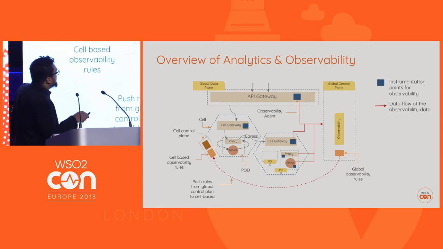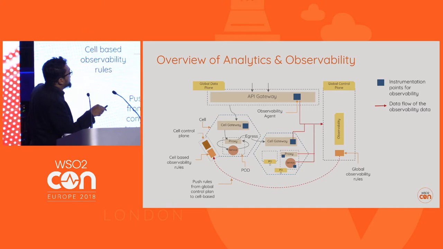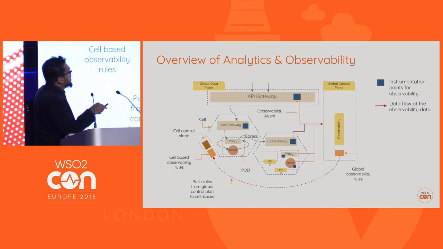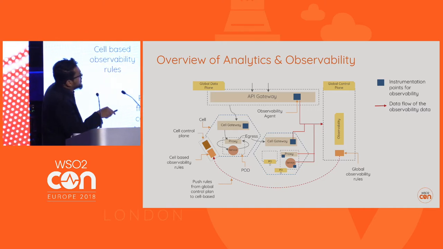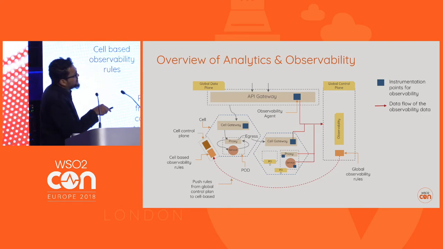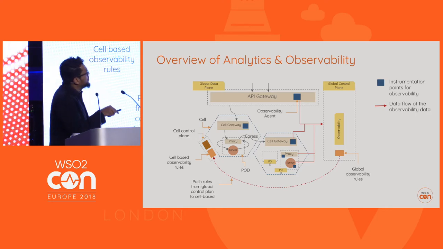This diagram may look a bit complicated, but you just need to pay attention to these blue boxes. We have the observability dashboards and the observability engine, which is running in the global control plane. And there are agents that are running at each level. You have to monitor the calls. Let's say there is a call coming through. It goes through different layers, right? It goes through the API gateway, the cell gateway, a proxy. Then it reaches the service.